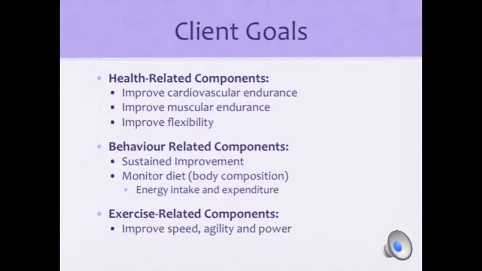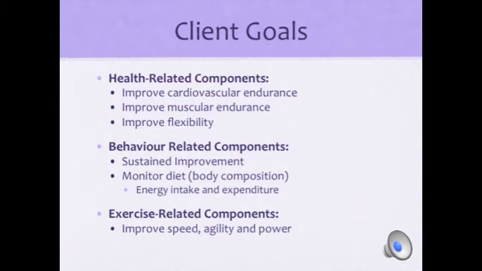The client outlined a number of goals that were predominantly aimed at improving aspects of her netball performance. 3 practitioner goals were outlined to help assist with the client's goals. Firstly, the client will need to improve her cardiovascular and muscular endurance along with her increased flexibility to help with the high physical demands of a netball game. Behaviour goals will include sustained improvement of physical activity, as well as monitoring her energy intake and expenditure in relation to body composition, which will have an impact on her game results as well as her post-exercise recovery. Finally, the client will work to improve her speed, agility, and power, which will ultimately affect her netball performance.